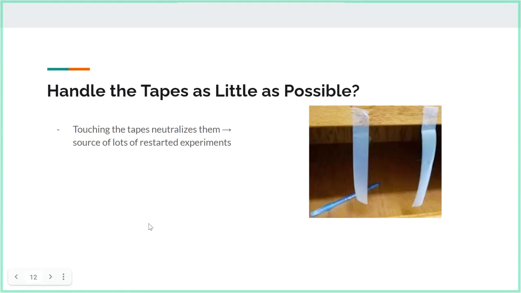Why is it important to handle the tapes as little as possible? Because touching them neutralizes the charge buildup and ruins the experiment, and it ruined mine several times. We handled the tapes as little as possible to avoid neutralizing the charge.